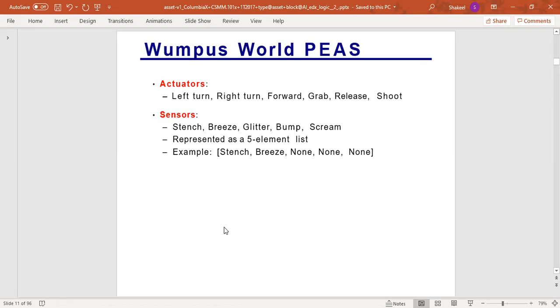So the actuators are left turn, right turn, forward, grab, release, and shoot. And the sensors would be: stench, if there is a Wumpus in one of the adjacent rooms; a breeze, if there is a pit; a glitter, if there is gold in the room; a bump, if the agent is facing a wall and trying to go forward; and a scream, if the Wumpus is killed.